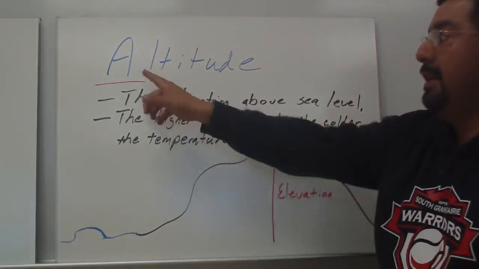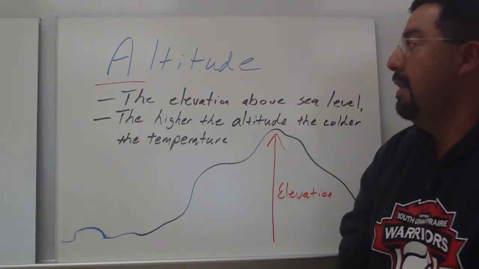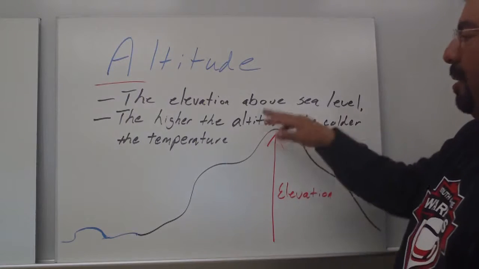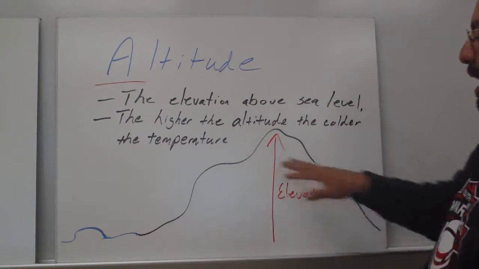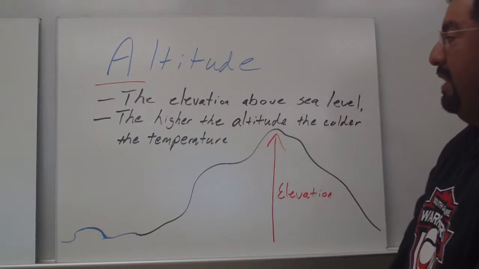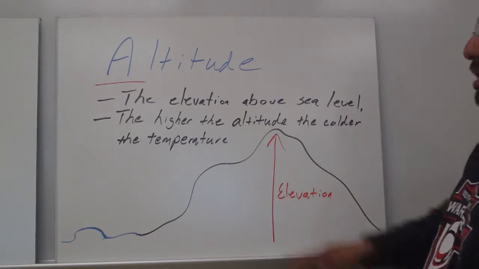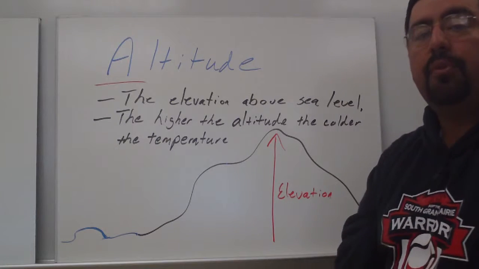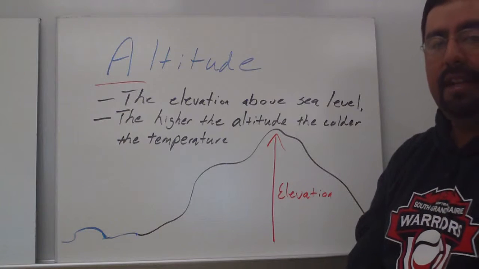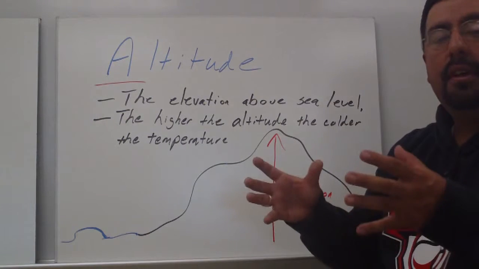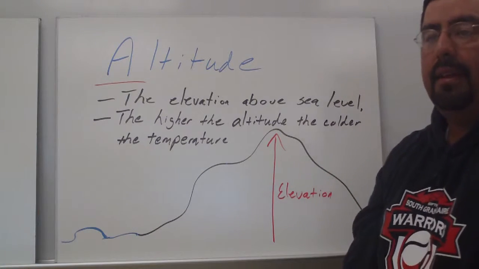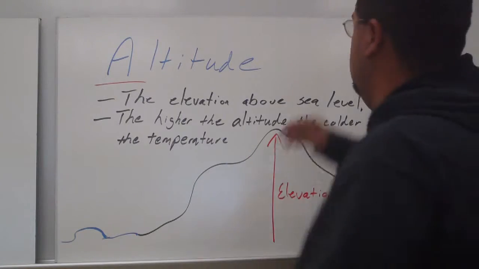Our next letter in LAND is A, and that stands for altitude. Altitude is the elevation above sea level. You can see here I have an illustration of a mountain, and it's the elevation or the height above sea level. The higher the altitude, the colder the temperature. And the reason for that is, the higher up you go in altitude, the less moisture there is in the air. With less moisture, that tends to not hold in as much heat as closer to the sea level.